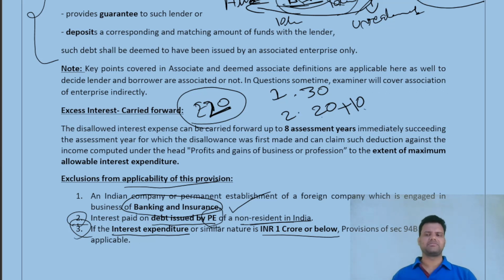So there are 3 conditions where section 94B is not applicable. What are those? The first one, banking and insurance companies. Section 94B is not applicable. The second, if the loan is given by the PE of a non-resident which is situated in India to another Indian company, then these provisions are not applicable. And the point number three, if the interest expenditure paid or payable during the year is 1 crore or below, then these provisions are not applicable. This is the exclusions part.